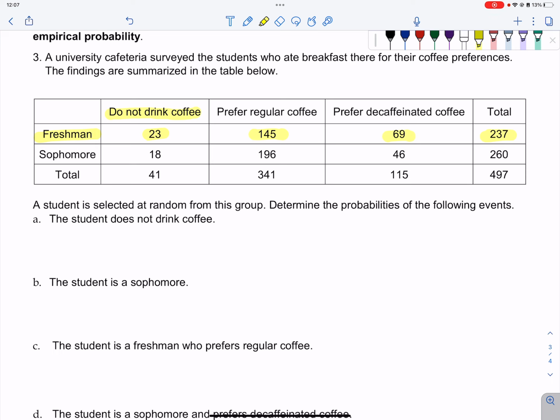We can also go down the columns to take a look at this. We have our 23 freshmen that said they do not drink coffee. We have the 18 sophomores that said they do not drink coffee. And now if we add those two together, we get the 41 students that said they do not drink coffee, ignoring whatever they said about freshman or sophomore. And then in the bottom right corner, we have the total number that were surveyed. You can find this value, if you weren't given it, by adding your totals together in either the column or the row to get that final number of the total number of people surveyed.